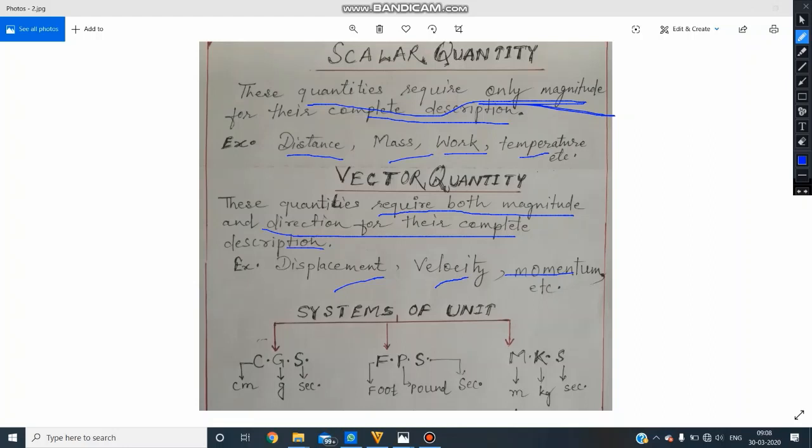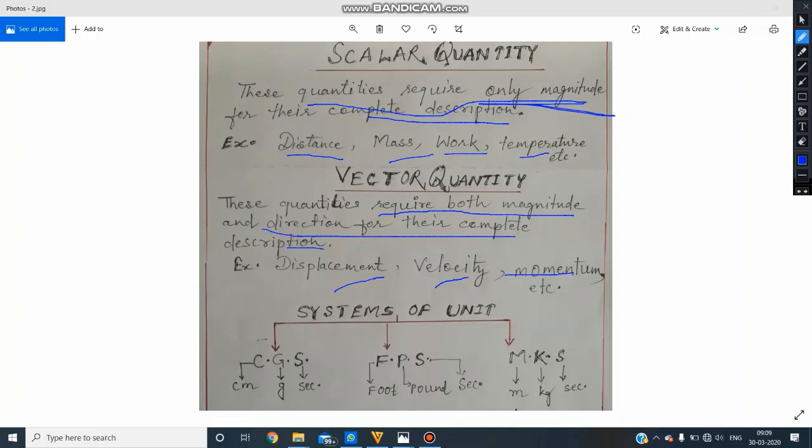This can be understood with the help of an example of the quantity force. Whenever we have to apply force on any body, we not only have to determine how much force has to be applied, that is a magnitude, but also we need to determine in which direction the force should be acting. This explains how a vector quantity is completely represented.